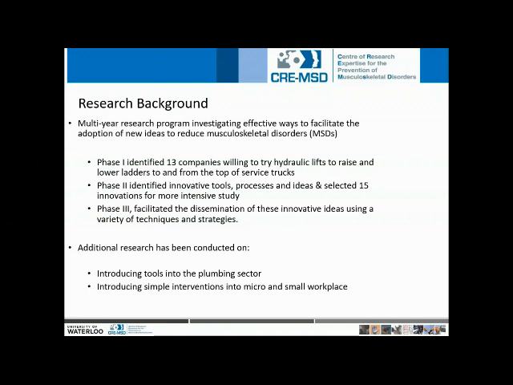As I've said, this was a multi-year program basically spanning close to 10 years. We identified a number of companies that were willing to try certain projects with us, a hydraulic lift or rack, and Phil will be explaining that program in a bit. We identified other innovative tools, some of which were successfully implemented, others not. And then we developed a certain expertise in disseminating innovative ideas across the construction sector. We did a special project on plumbing with the new PEX plumbing piping, and Phil will talk about that. And we did a very small but important intervention into micro and small workplaces.